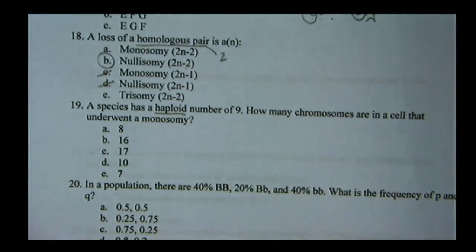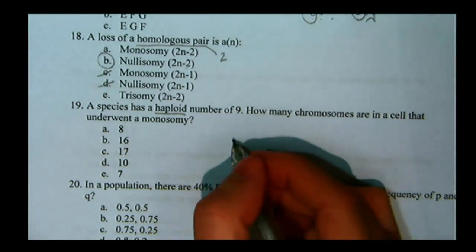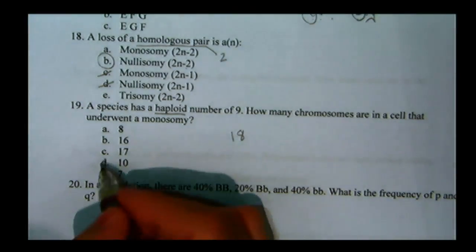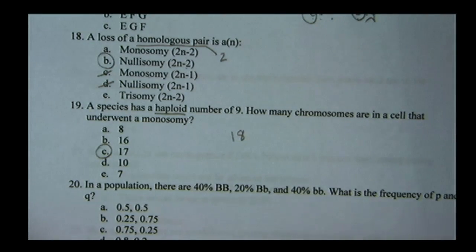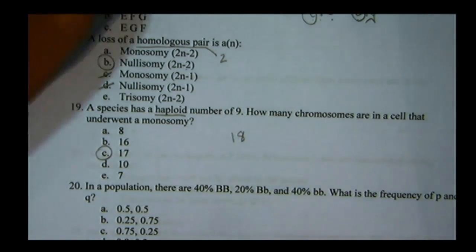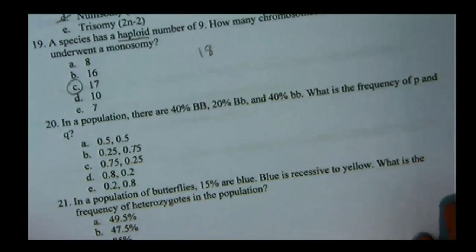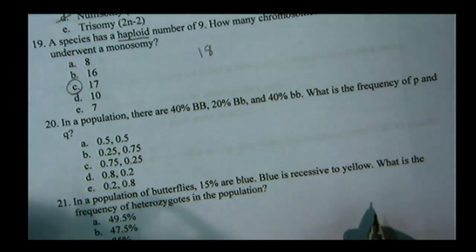Okay. And here now we're in population genetics with Hardy-Weinberg. So we have 40% homozygous dominant, 20% heterozygous, 40% homozygous recessive. You're looking for the frequency of P and Q. Remembering that P usually corresponds to the dominant, Q the recessive. And remember here, P and Q are in their singular form, and you're given them in their genotypic forms. So you're going to have to eliminate some of them.